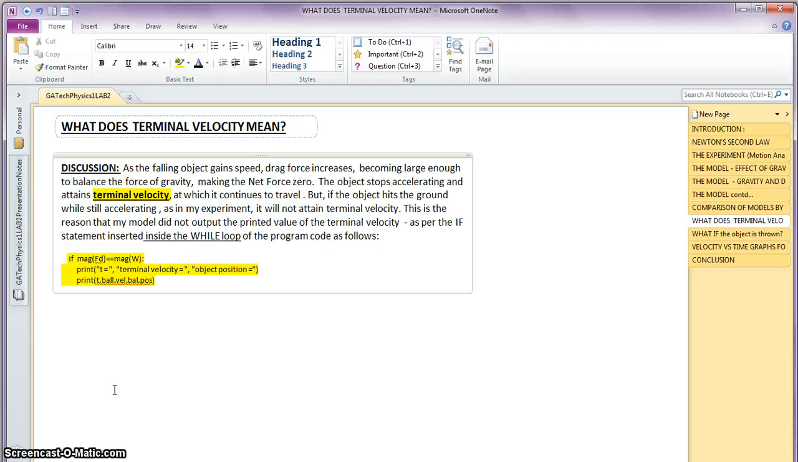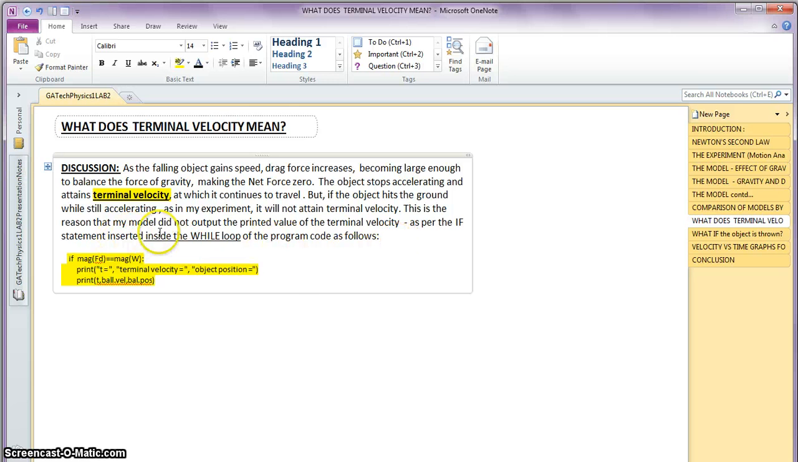What does terminal velocity mean? As the falling object gains speed, drag force increases, becoming large enough to balance the force of gravity, making the net force zero. The object stops accelerating and attains terminal velocity at which it continues to travel. But if the object hits the ground while still accelerating, as in my experiment, it will not attain terminal velocity.